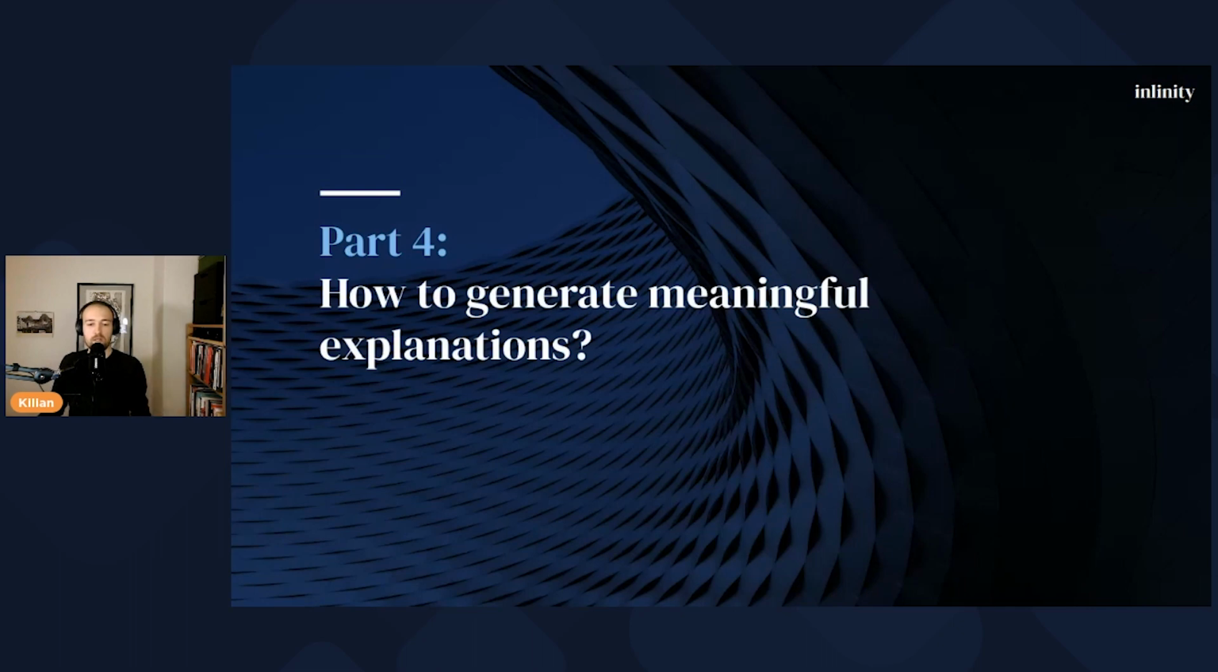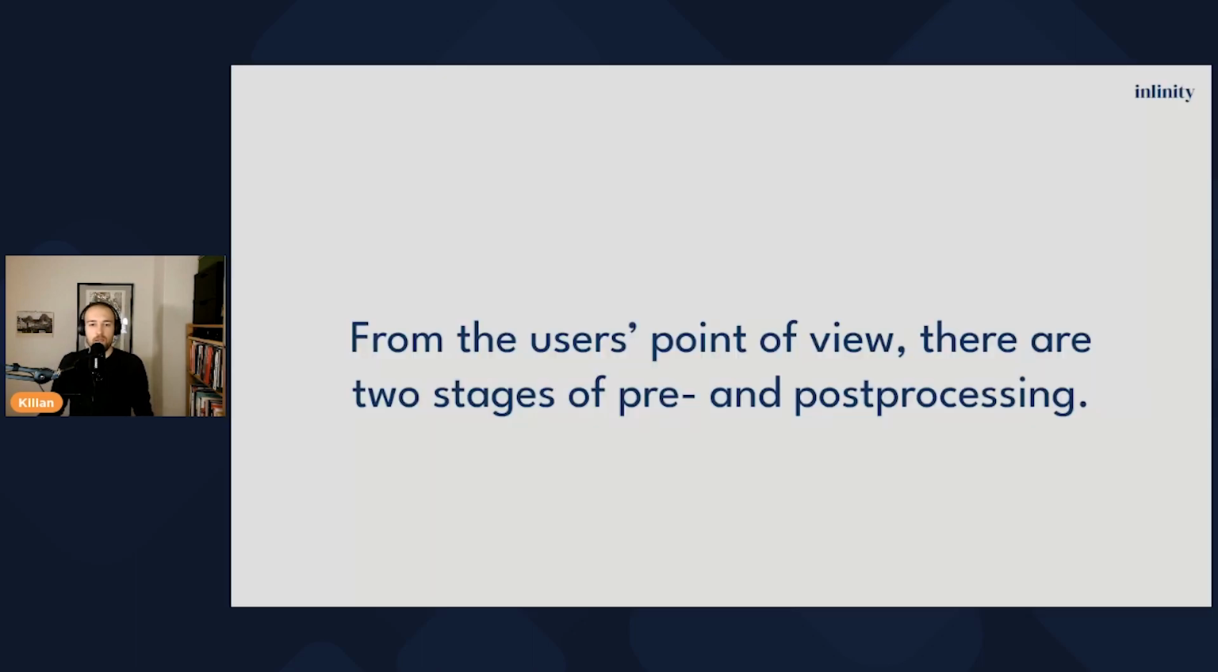And moving on into part 4, I think we all agree that we want to generate explanations that are meaningful, but how do we do this? And the most important part, at least from my point of view, to consider here is that from the user's point of view, there's not just one stage of pre and post processing that you're used to as a data scientist, but there are actually two stages of pre and post processing. And let me explain this.